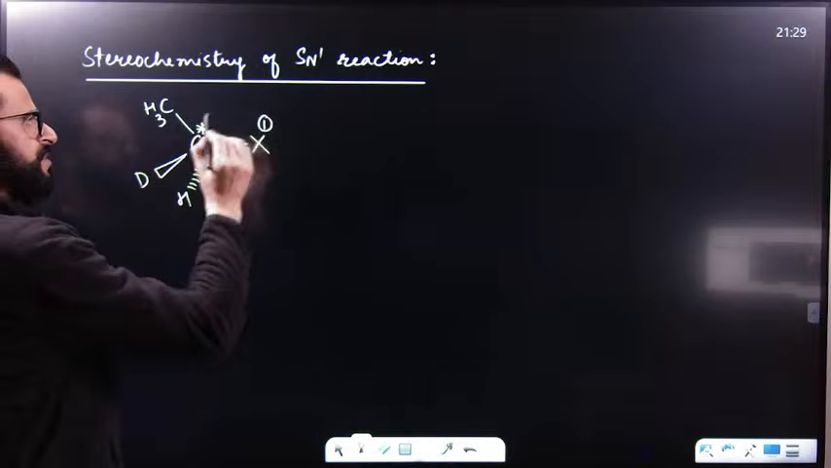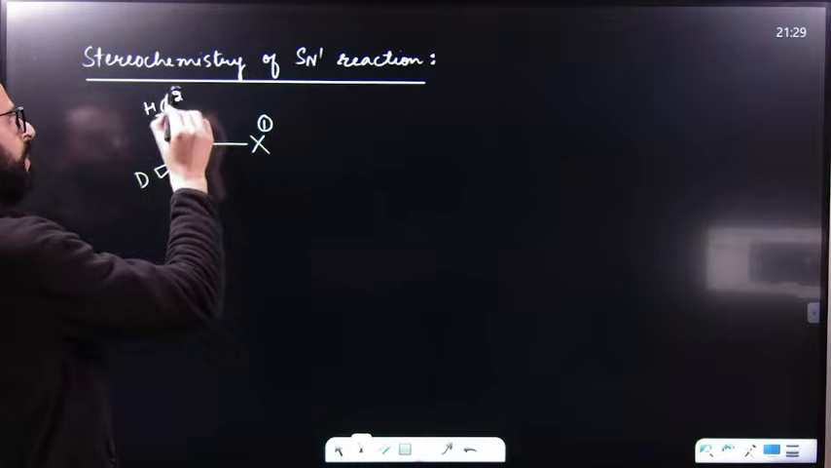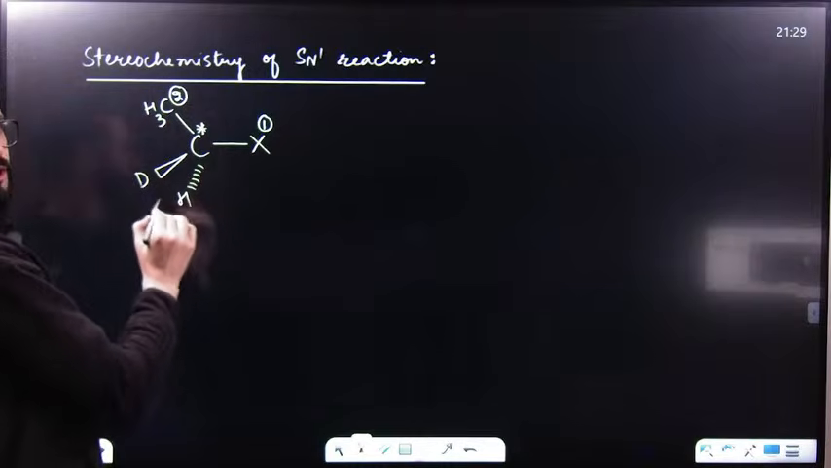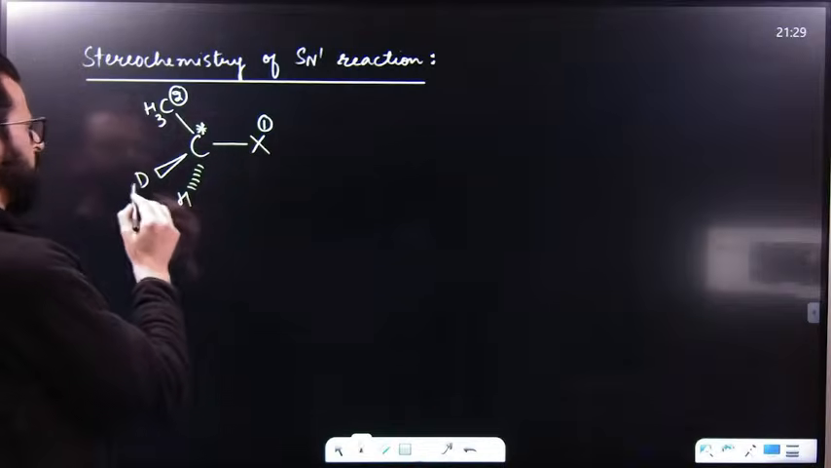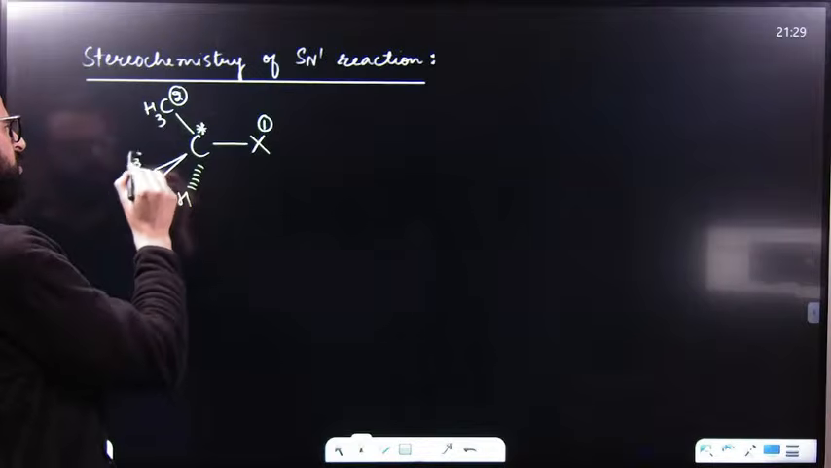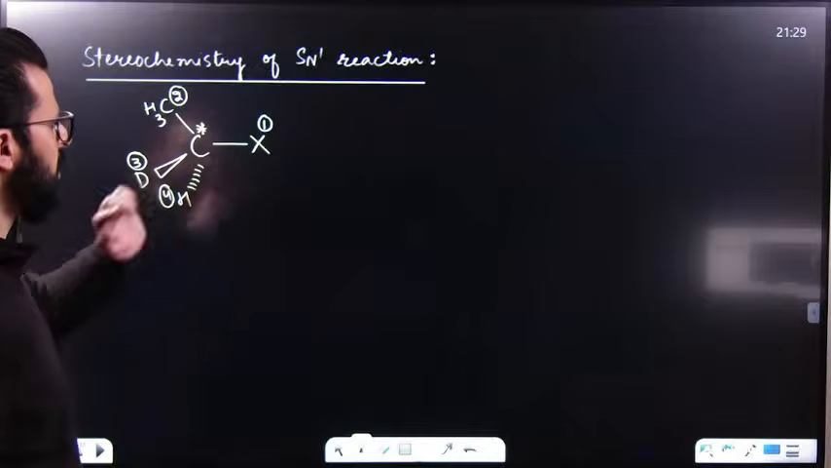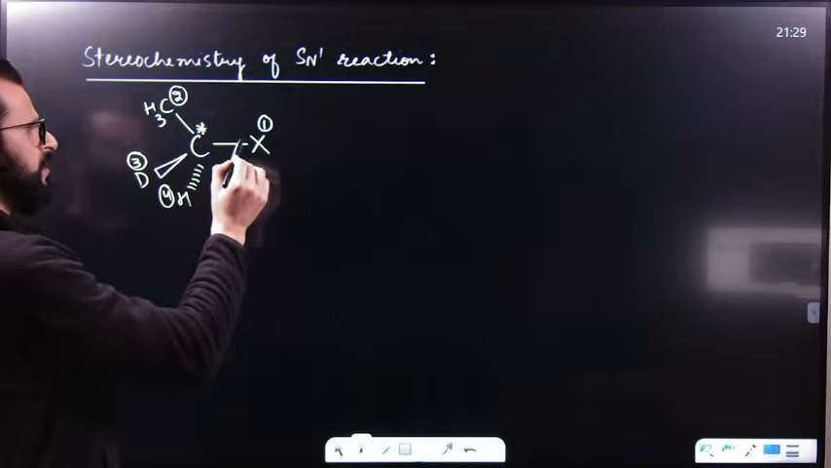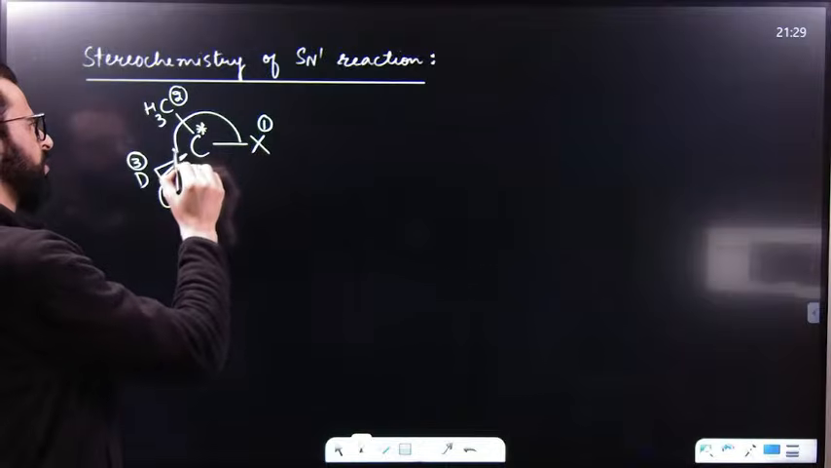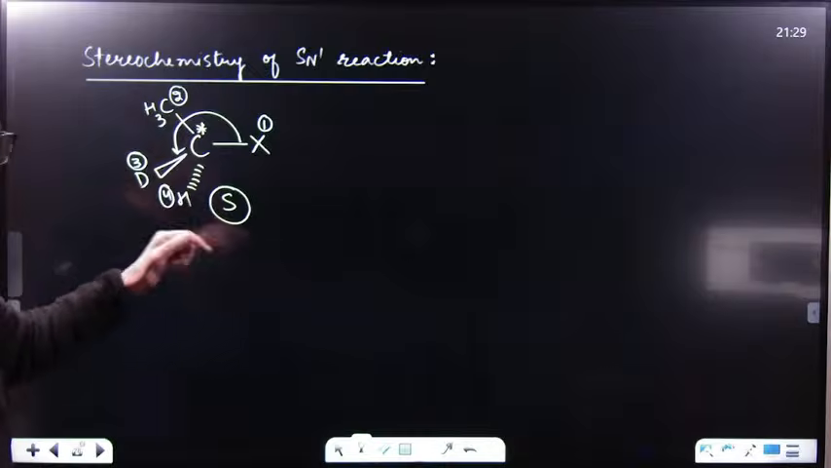So this is having first priority because priority is directly proportional to atomic number. Then it is 2. Both these are having same atomic number. When atomic number does not help in priority, then priority is directly proportional to mass number. So this is 3 and this is 4. And 4 means least priority, 1 means highest priority. Least priority is on dash bond, that means behind the plane. Now have a look, 1, 2 and 3, that means this is S configuration. This chiral center is having S configuration.